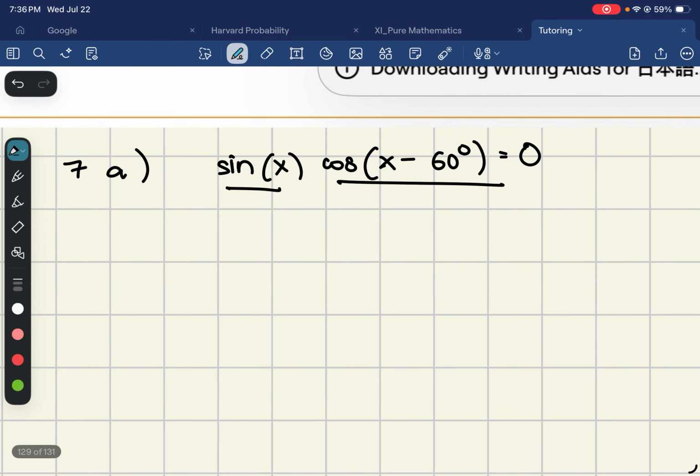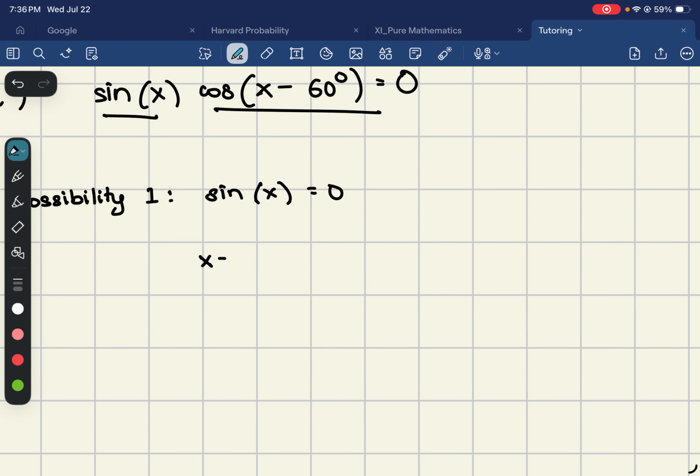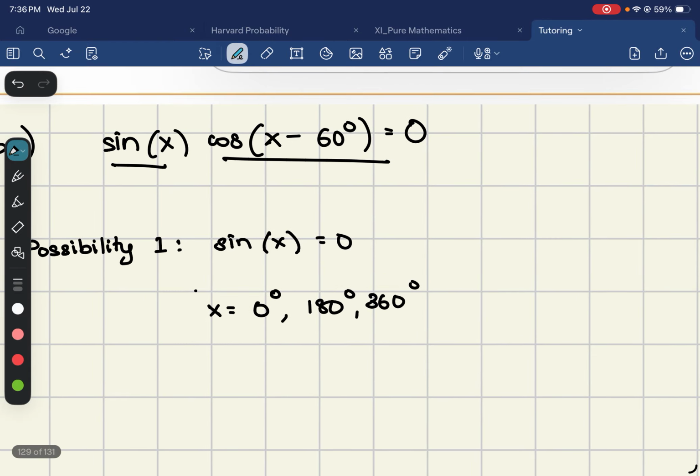All right, so possibility 1 is that sine of x is equal to 0. And when is sine of x 0? Well, x can be 0 degrees. It is 0 for 180 degrees. And it is 0 for 360 degrees. And this just comes from knowing your sine graph, right? Sine is 0. At 90, it is 1. At 180, it's 0 again. At 270, it's -1. And at 360, it's 0 again. So for these three angles, sine x is equal to 0.